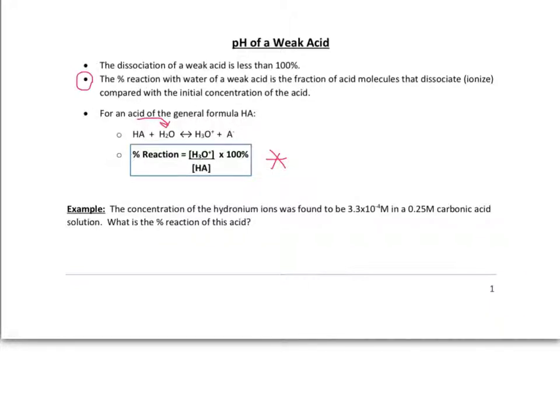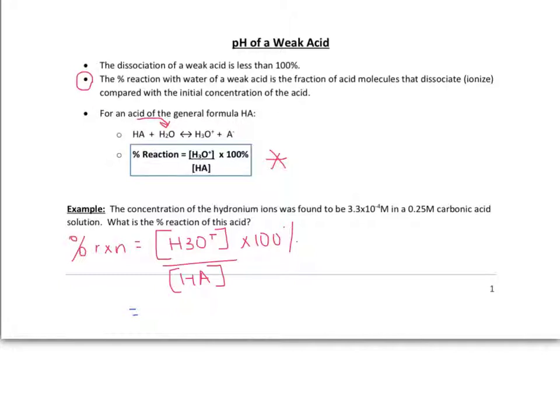Let's go through an example. The concentration of the hydronium ions was found to be 3.3 times 10 to the negative 4 moles per liter in a 0.25 molar carbonic acid solution. What is the percent reaction of this acid? Well, we just covered that percent reaction is equal to the hydronium ion concentration over the acid. In this case, it would be carbonic acid. You can just represent that as HA if you wish, or you can look up the formula for carbonic acid off your acids and bases strengths table.